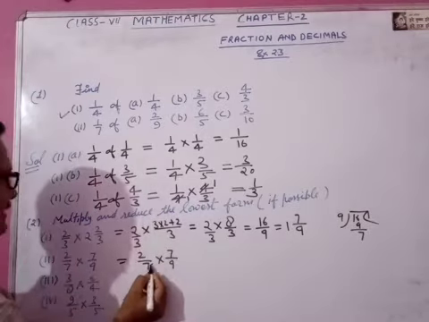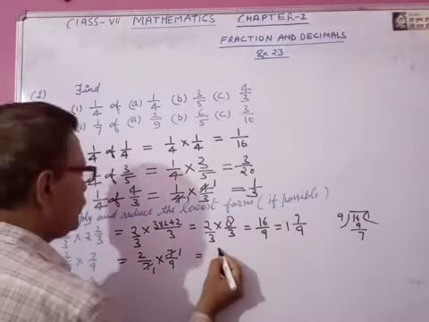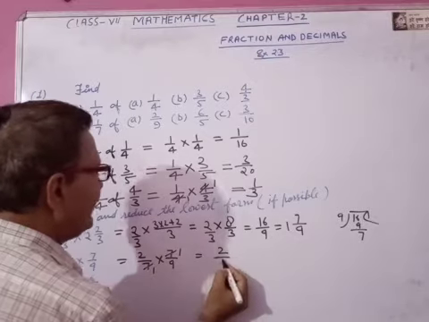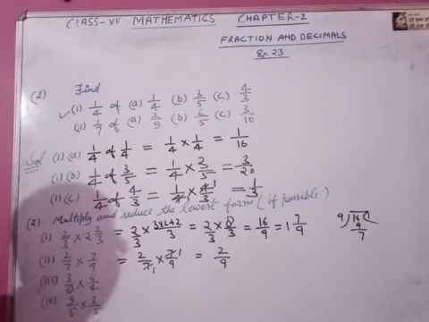You can cancel this 7 with 7, 1 and 1. 2 multiplied by 1 is 2, upon 1 multiplied by 9. The solution is 2 upon 9. This is already a proper fraction.